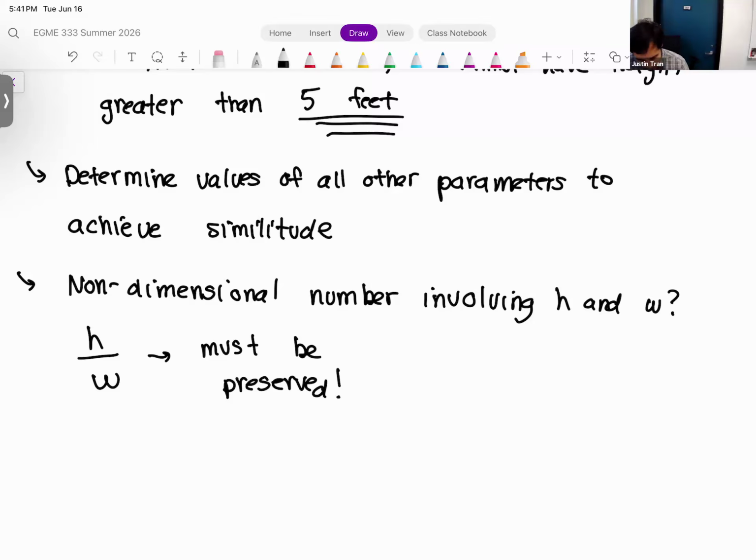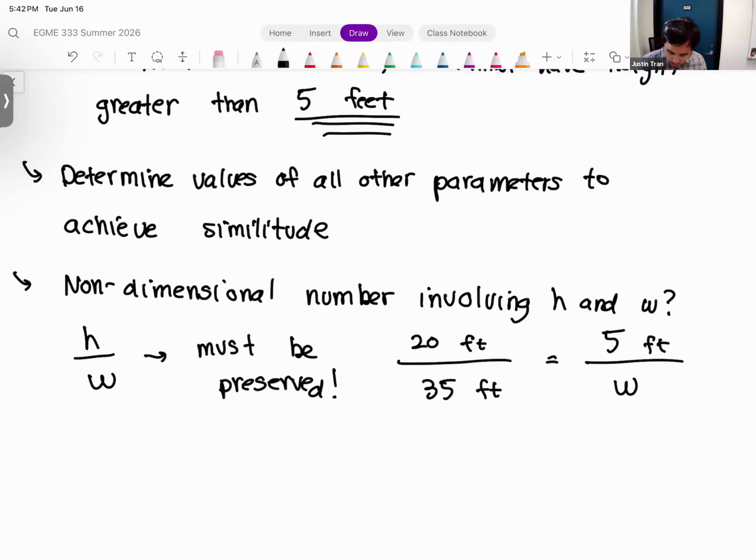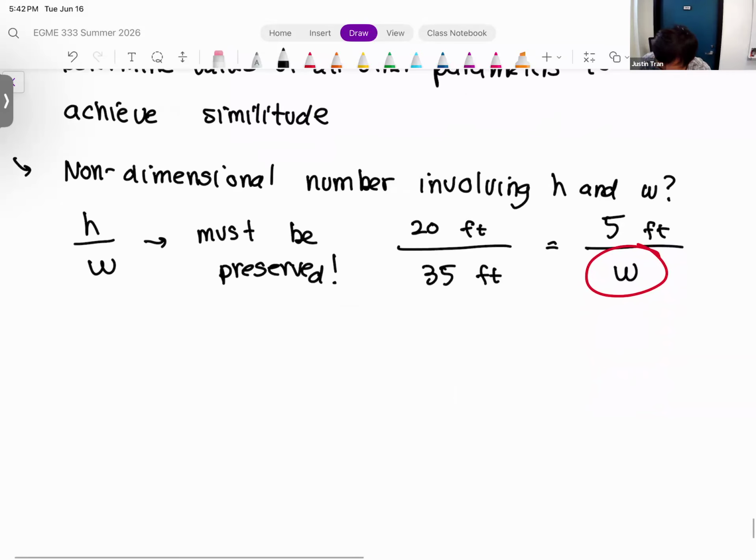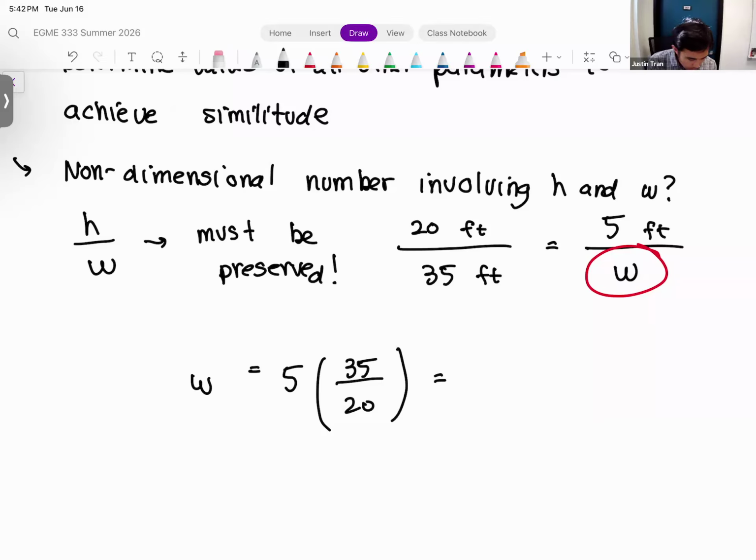So if we look at the full scale model, the full scale model has a height of 20 feet and a width of 35 feet. So the ratio of the height over width is 20 divided by 35. That has to be the same as our experiment. Our experiment, remember, has a limitation of a total height of 5 feet, but our width is unknown. So this is pretty simple, we can just solve for it. W is equal to 5 multiplied by 35 over 20, which if we plug it into the calculator very quickly, gets us a width of 8.75 feet.